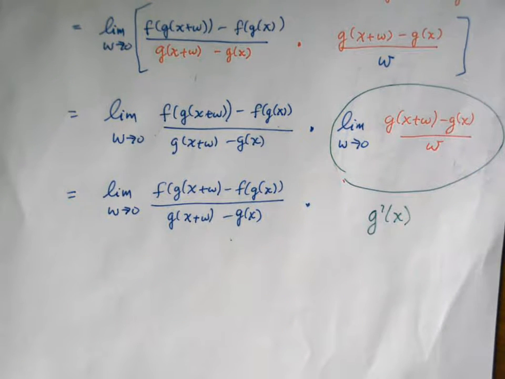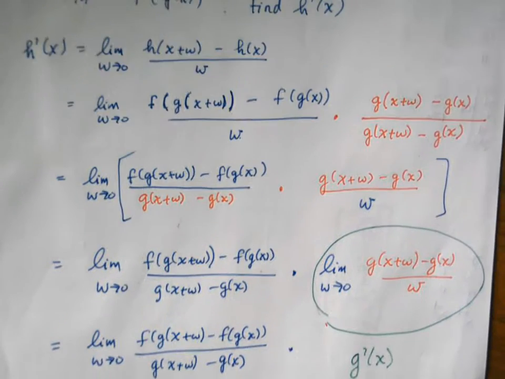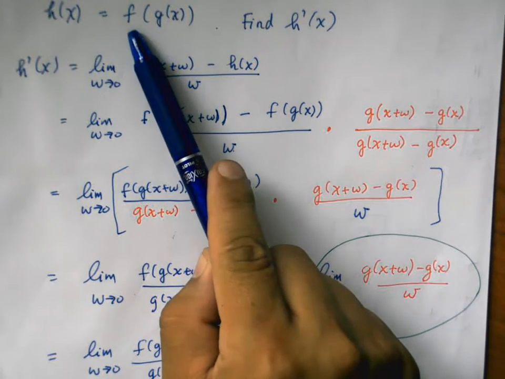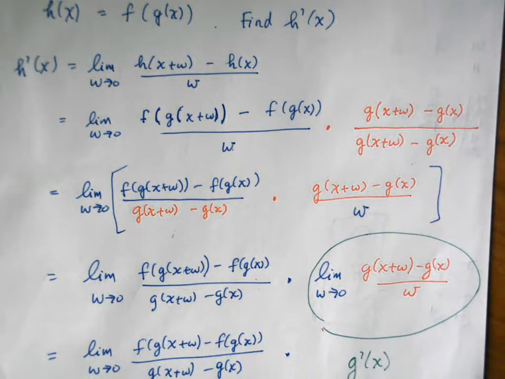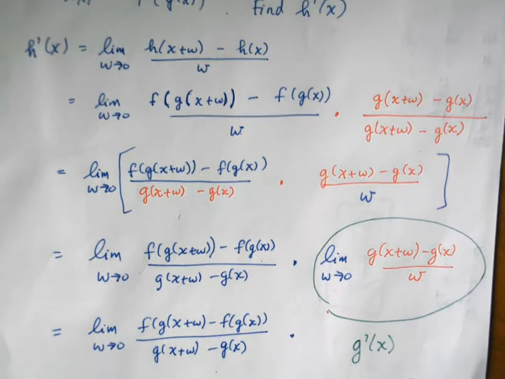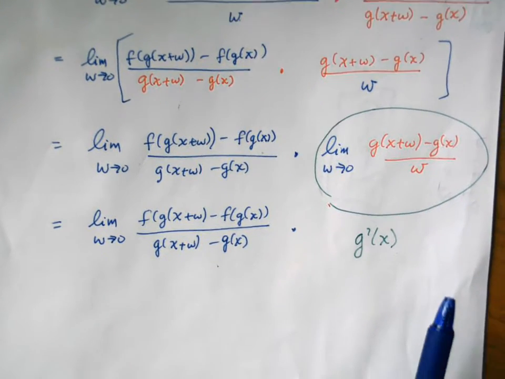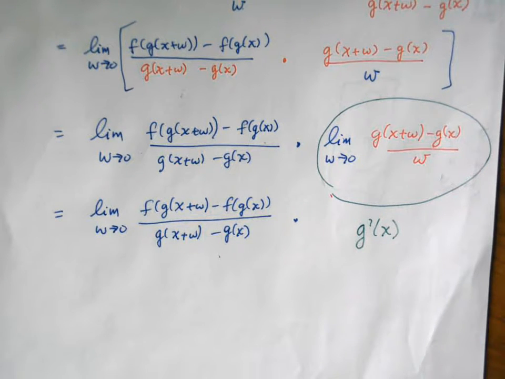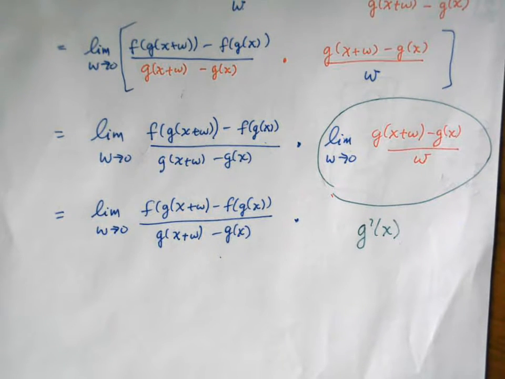Alright, students, we are going to continue and finish this proof of the chain rule. So we got up to this point where we have the derivative of a composite function, h of x equals f of g of x. And we did some fancy tricks by multiplying by 1, and we made it down to this place here where we know that g prime is in there somewhere.